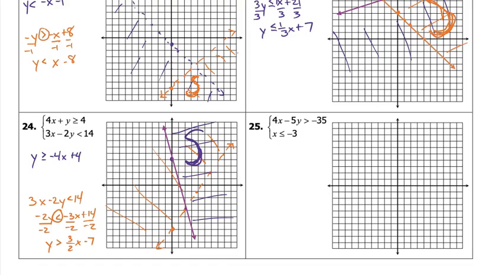Okay, let's just take a look at one more. I have 4x minus 5y is greater than -35. So let's go and move the 4x over. So -5y is greater than -4x minus 35. Going to go ahead and divide everyone by -5. Remembering I divided by a negative, therefore I am going to reverse that inequality symbol. So y is less than 4/5 x plus 7.